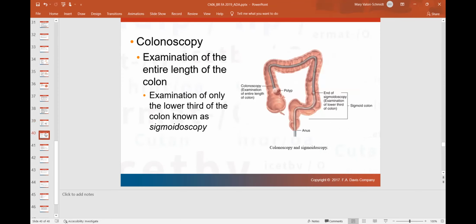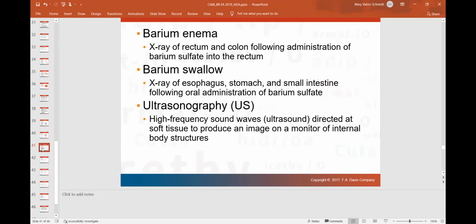Colonoscopy. It's a scope that goes into the colon, and that looks at the entire length of the colon, the ascending, transverse, and descending. If we're only looking at the lower third portion, that's called a sigmoidoscopy. It's a little less invasive. And then you've got barium enemas, barium swallows. Barium is a substance that illuminates when it gets into your body.